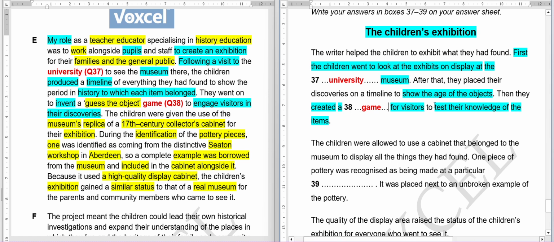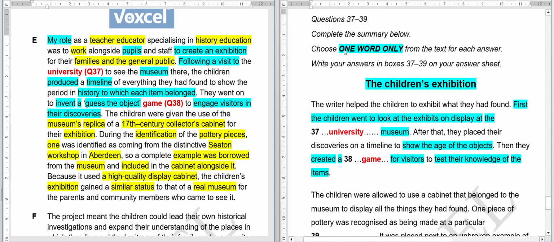Okay, so here they're saying created, and here they're saying invent. Now, what they invented, and here they have written "a". So they have invented the game called Guess the Object. But if you write "created a Guess the Object game", your answer will be marked as incorrect.